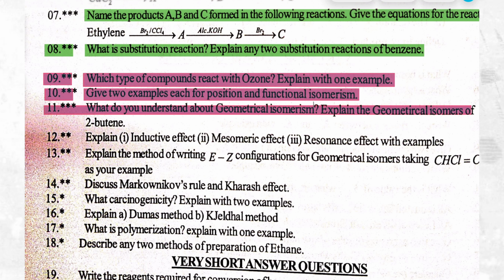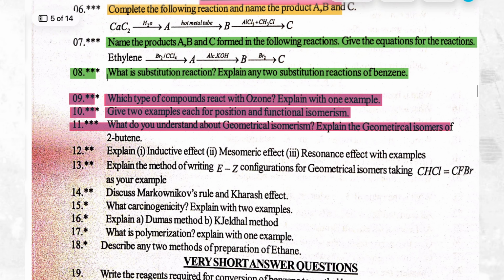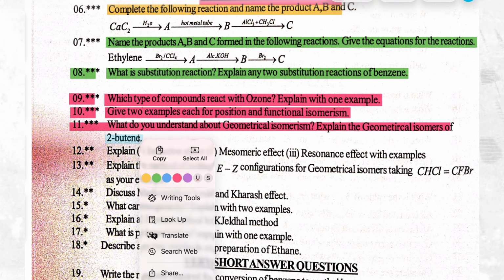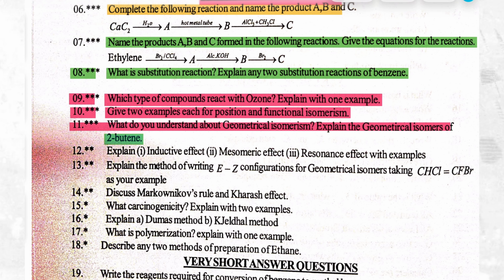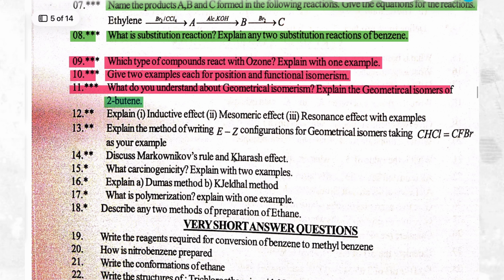Similarly, second question: position and functional isomerism. Easy question this is. Next, a GOC question: what do you understand by geometrical isomerism? That is cis-trans isomerism, by taking 2-butene. One is cis, one is trans. You can explain cis-trans isomerism by taking 2-butene. That is also a very easy question, right?